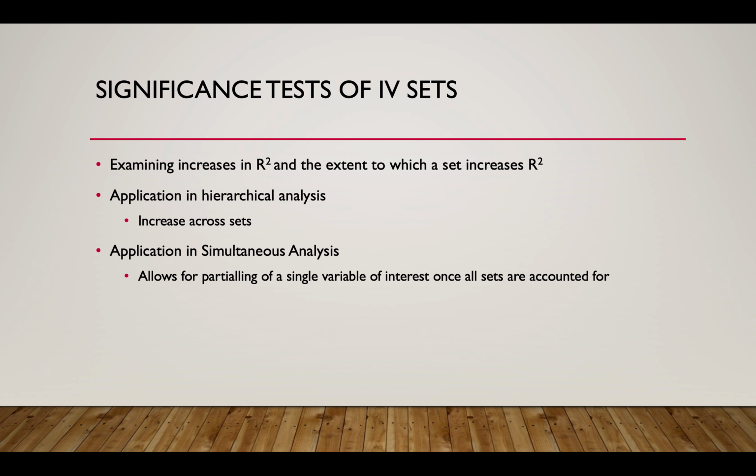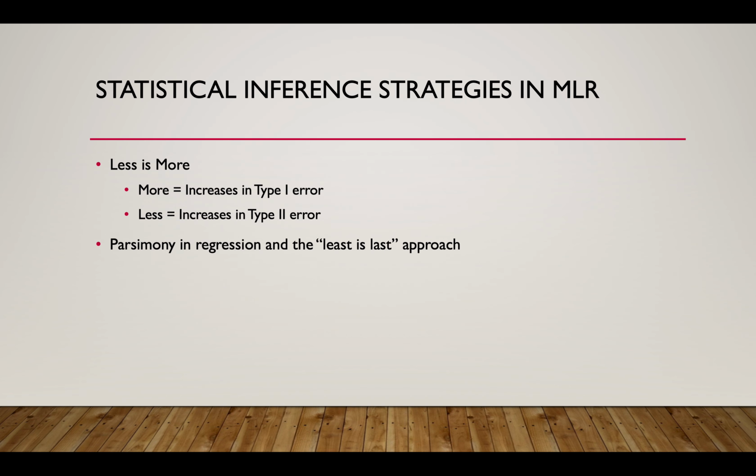You also don't have to enter things in sets. You can do it all in a single simultaneous analysis. When you do it this way, it allows for the partialing of a single variable of interest all at once, when everything else in the model is accounted for. You will get a single F test instead of multiple F tests. You will not get changes in R squared, but you can, using this approach, partial out the proportional amount of variance in R squared. You can also do something very interesting in this approach, which we'll talk about in class. I'm not going to go into it right now.